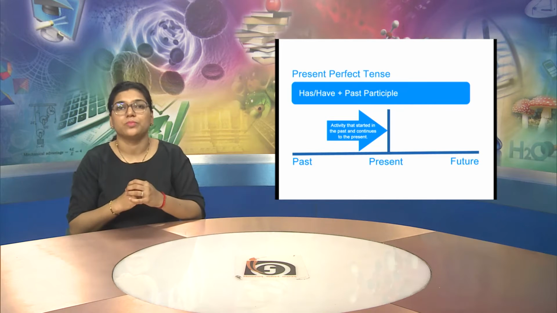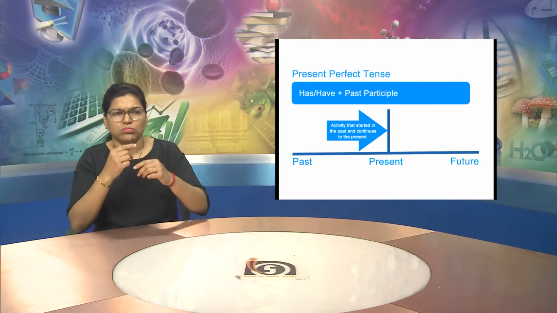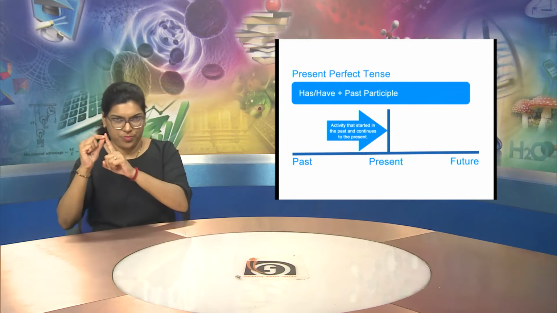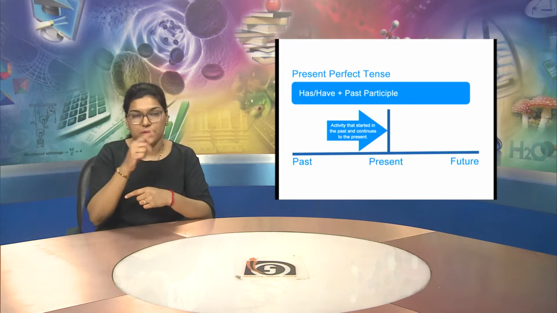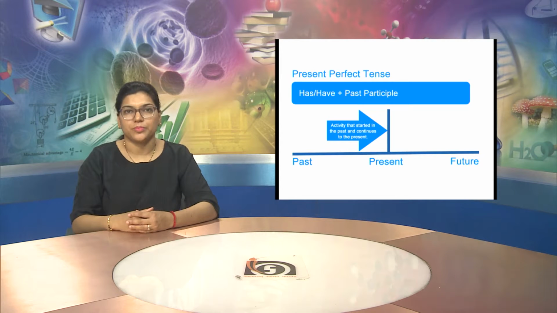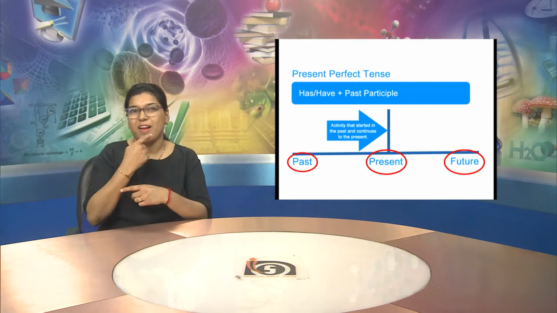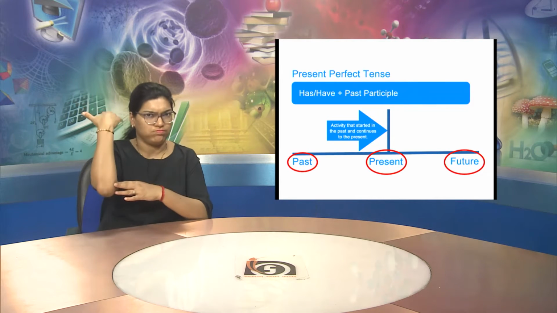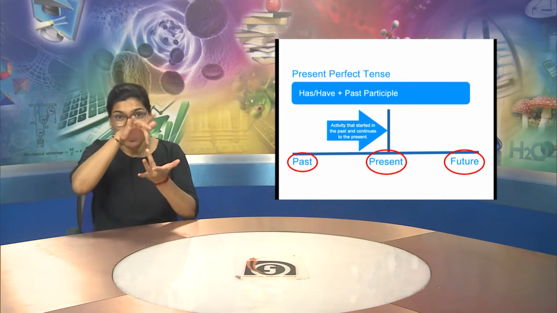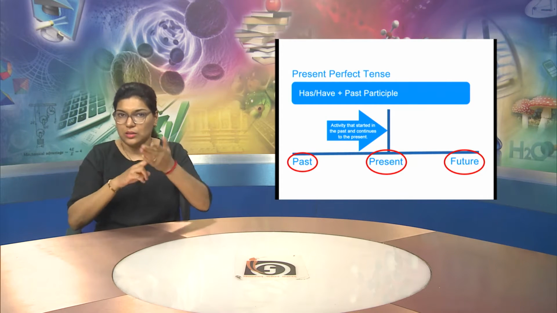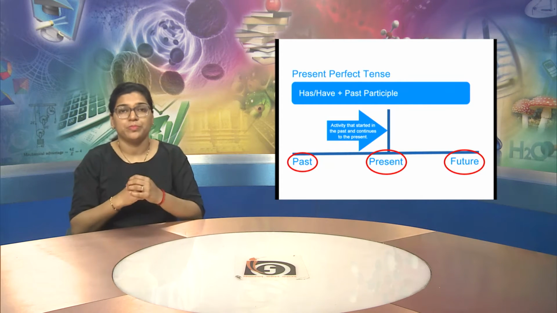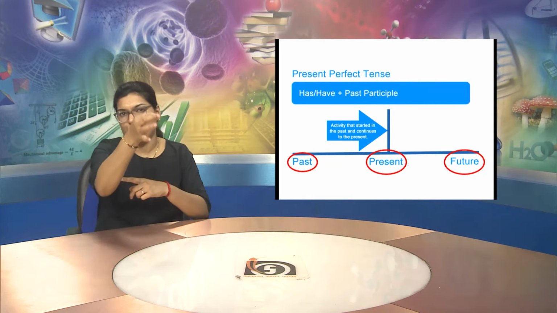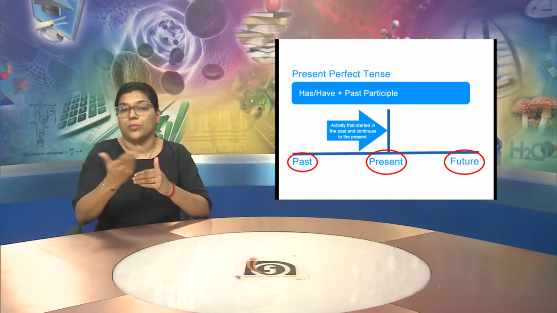Now you can see on the screen, there is one arrow and the timeline. So accordingly you can understand the PP is present perfect. Now you can see the red circles. The first red circle indicates past, the middle red circle indicates present time, and the third red circle indicates the future time. Let us now see this circle.